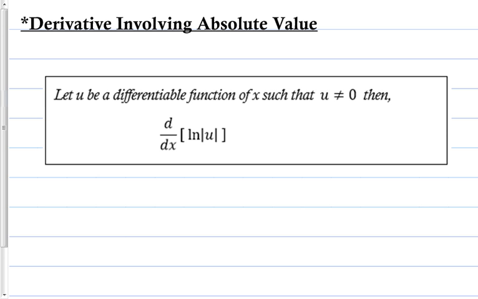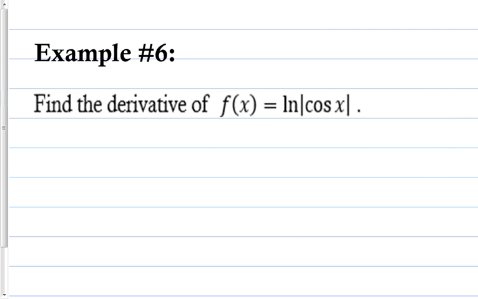All right, derivative involving absolute value. So let u be a differentiable function of x such that u is not 0. The reason u cannot be 0 is because if it's in the denominator, we end up with a fraction that's undefined. So here I'm deriving the natural log of the absolute value of u. The beauty is that it's exactly the same as the other. The absolute value doesn't change anything. The derivative is u prime over u. Yay!